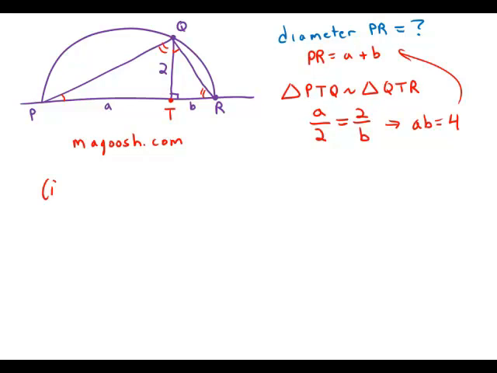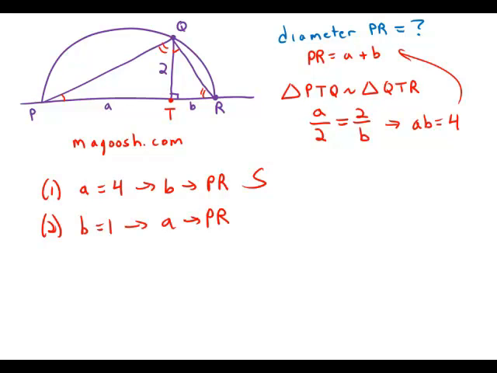Statement number 1 tells us A equals 4. It gives us the value of A. We can find B. We can find the diameter. Done. This is sufficient. Statement number 2, B equals 1. Well, if we know the value of B, we can find the value of A, we can find the diameter. We're done. This is also sufficient, and the overall answer is D.